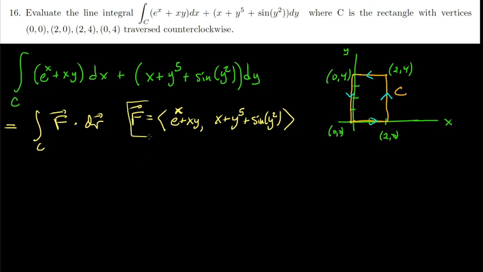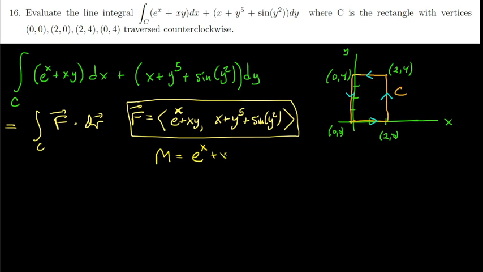And this vector field here, we should always check if it's conservative. Now, we haven't been doing that because, well, we've been evaluating them directly. I think the last 2 problems, the vector fields were not conservative here, right? But in this case, our M is e to the x plus xy, and our N is x plus y to the fifth plus sine of y squared.